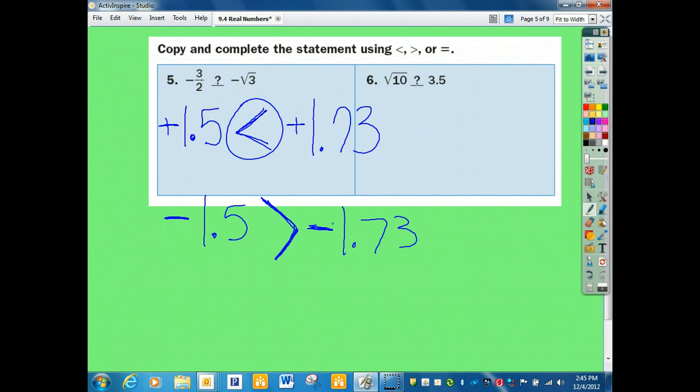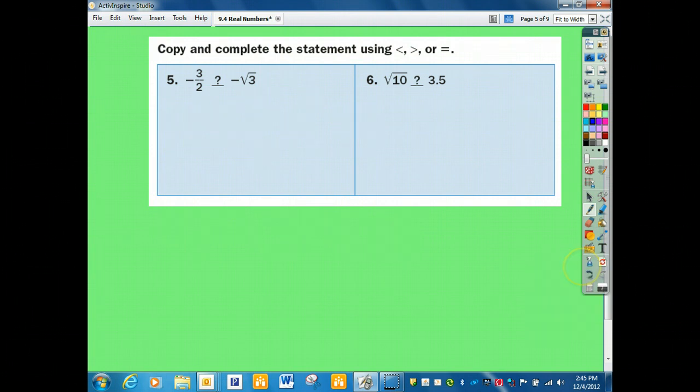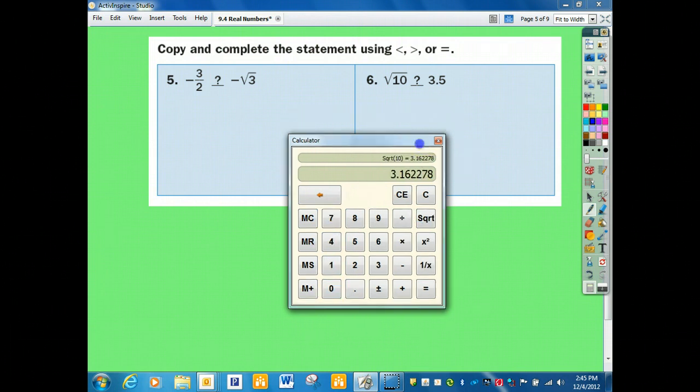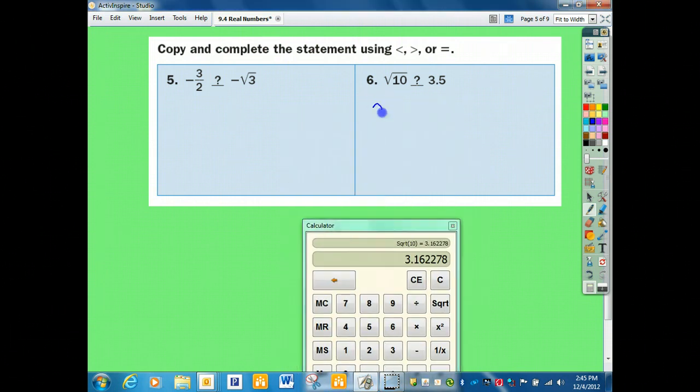All right. Now this one. What's the square root of 10? 3.16. So we have 3.16, and then we have 3.5. Less than or greater than? Like that? Correct.